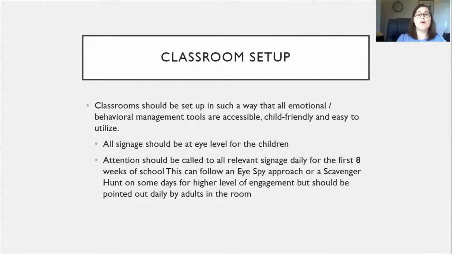Attention should be called to all relevant signage daily for the first 8 weeks of school. This can be made into a game using something like I Spy and saying, I spy my emotional tools for feelings of sadness, and having the children locate them throughout the classroom. It could also be turned into a game using an emotional scavenger hunt and having children find one or two skills for each of the zones of regulation.